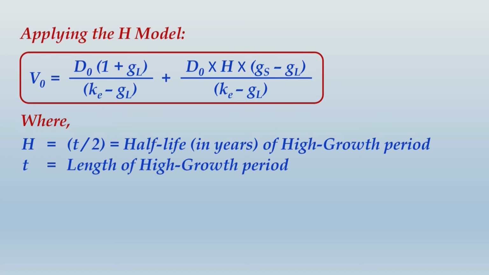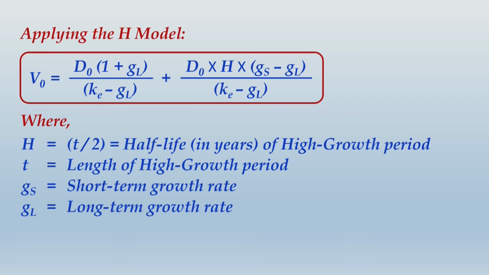Then T is the length of the high growth period, which is 4 years in our case. GS is the short term growth rate and GL is the long term growth rate. KE is the required rate of return. So please write up these content and then I take you ahead.